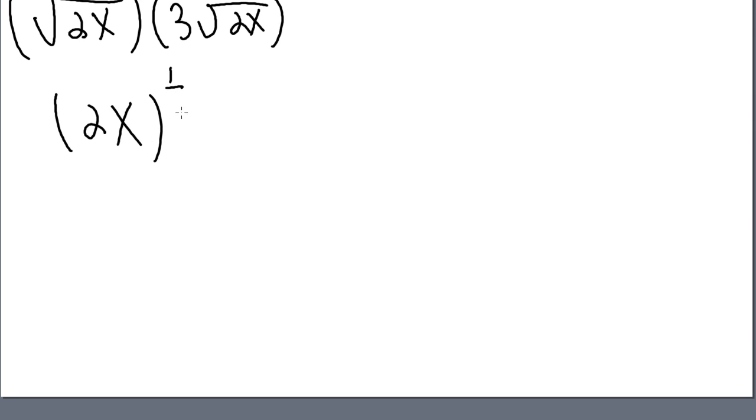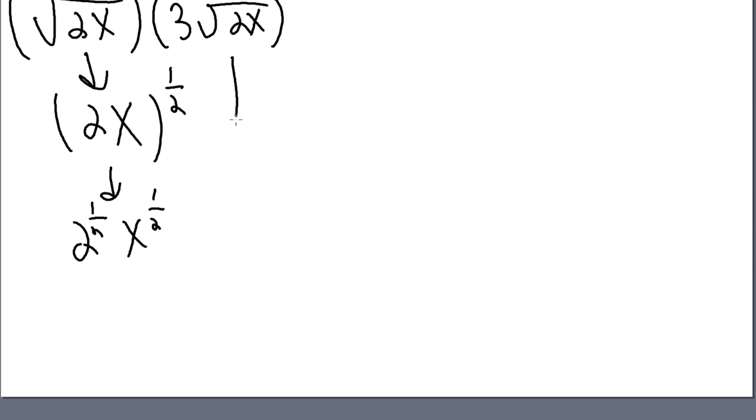to the 1/2 power. So this right here, the square root of 2x, is equal to 2x raised to the 1/2 power. And if you can remember your exponent rules, if you have an exponent on the outside of the parentheses, you can actually distribute them to your terms on the inside. So this is 2 raised to the 1/2 power times x raised to the 1/2 power.